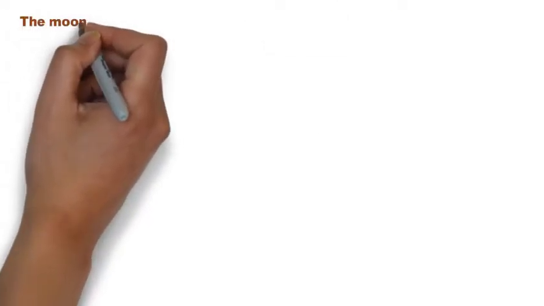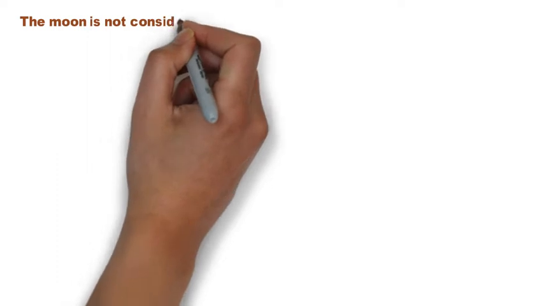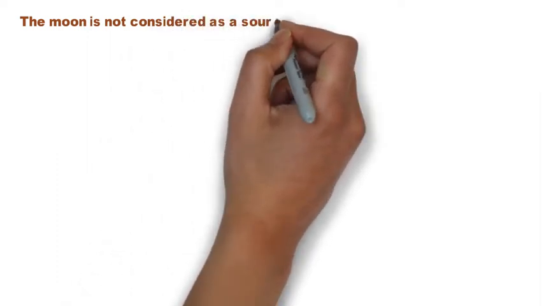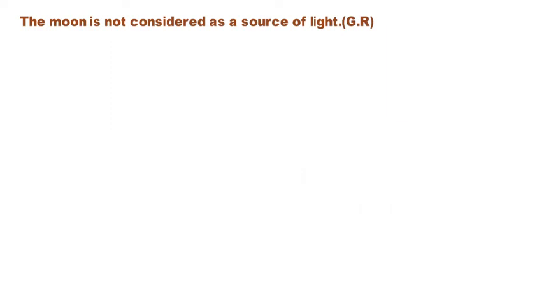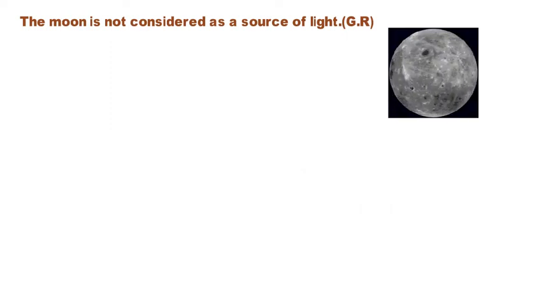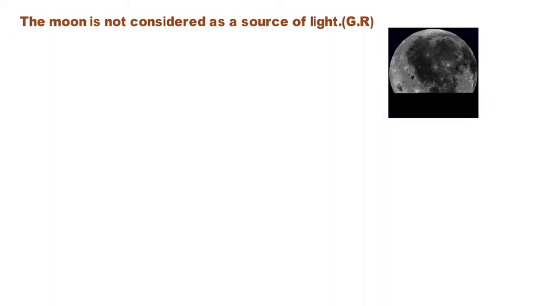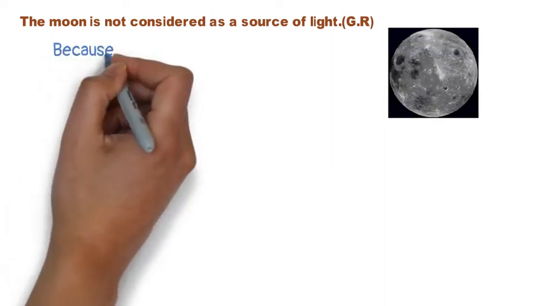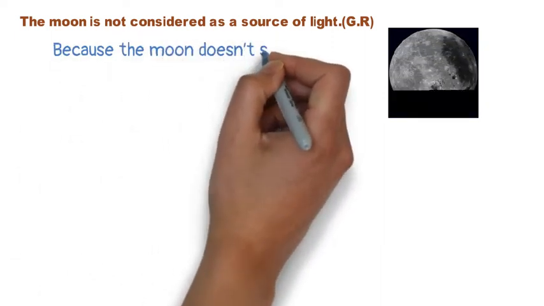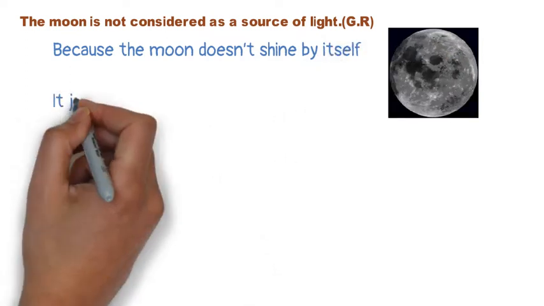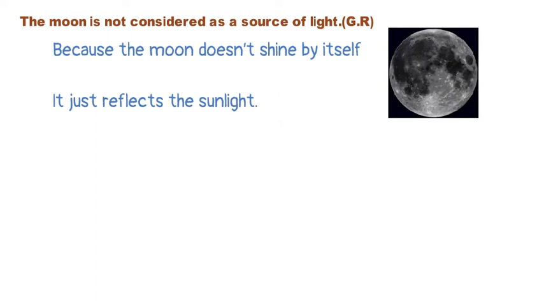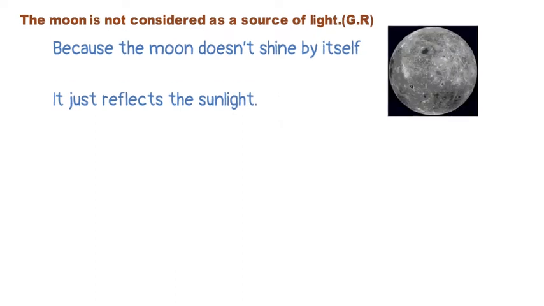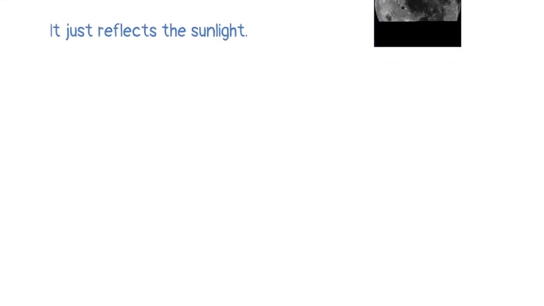What about the moon? We see the moon illuminated at night, but the moon is not a source of light. Why? The moon is not a source of light because it doesn't emit light by itself. It only reflects sunlight falling on its surface.